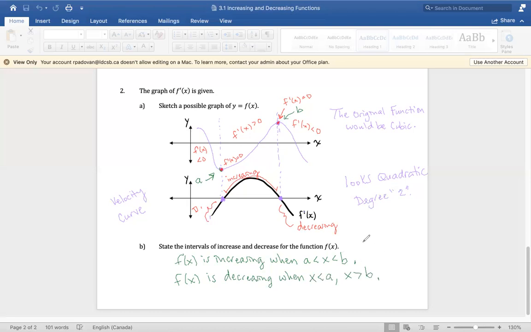So again, to answer B, we're going to use our original graph. So just to write there, use original graph. And if the original graph is going downwards, then we know that it's decreasing. And if the original graph is moving in an upward direction, then we know that it is increasing. The function is increasing. Okay.